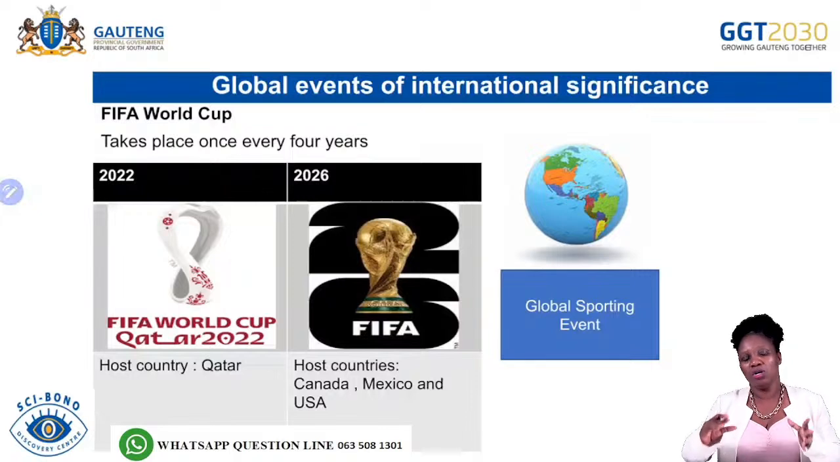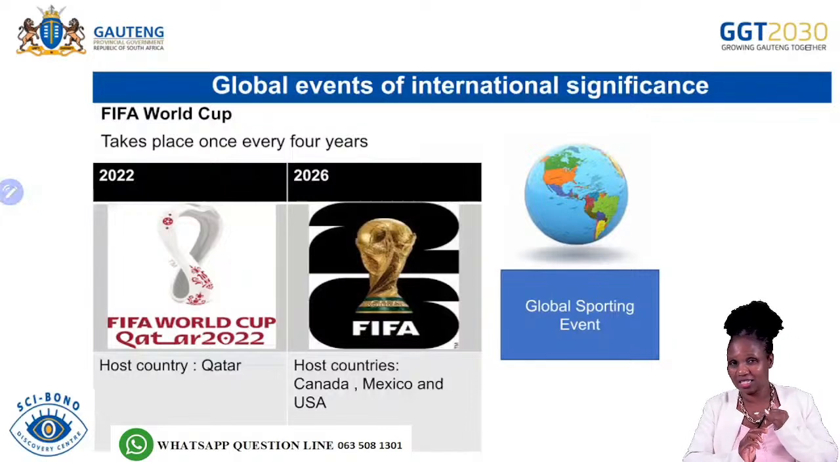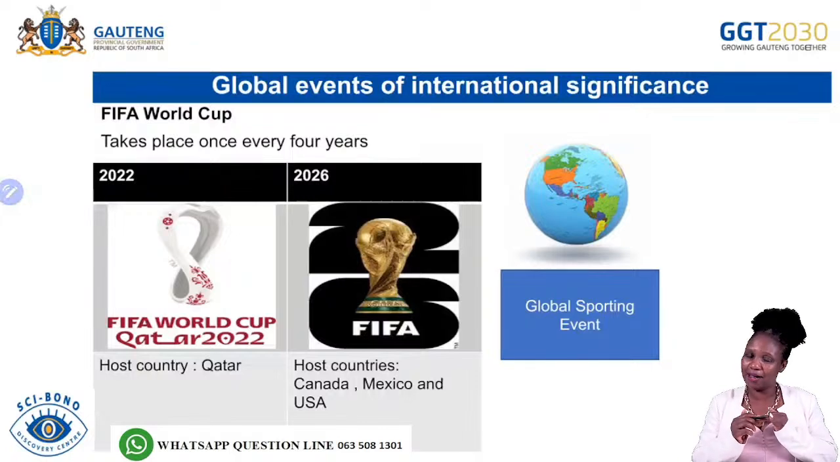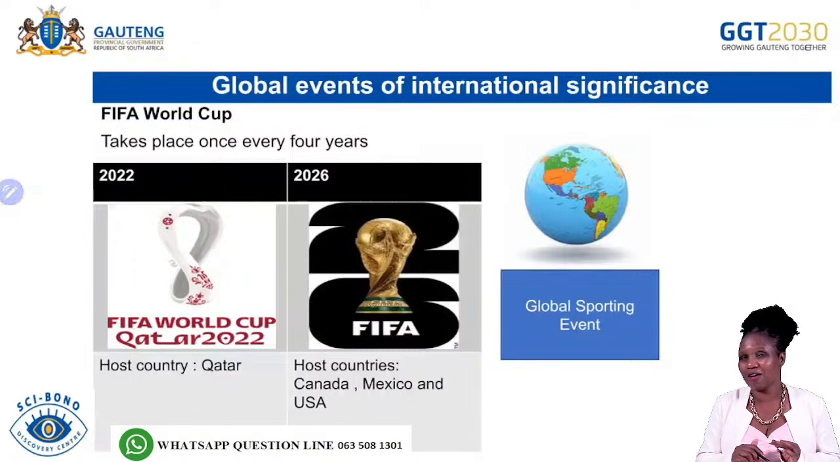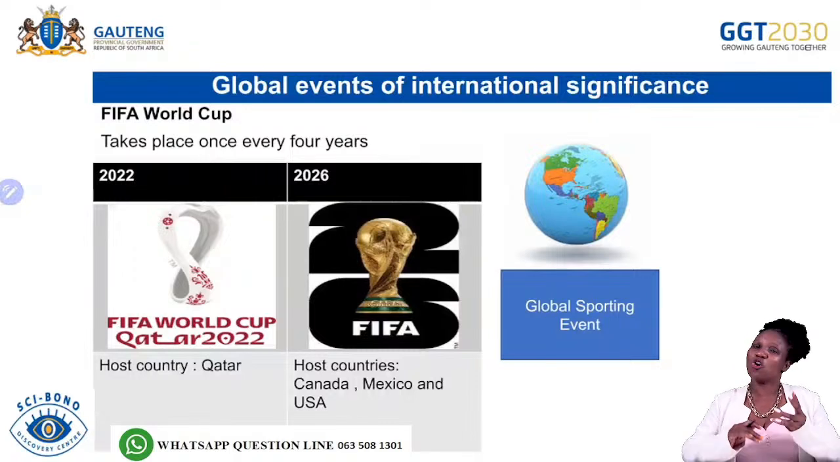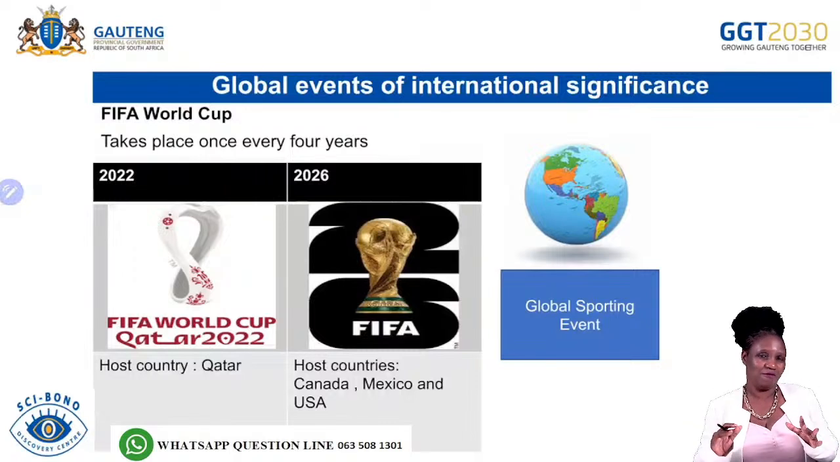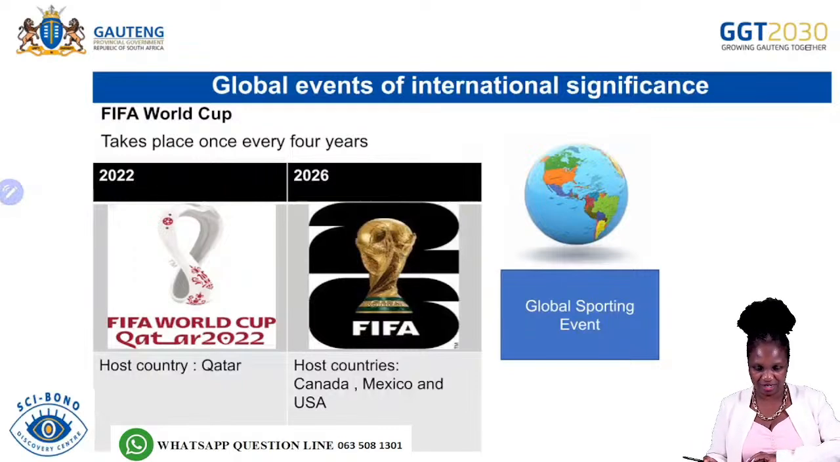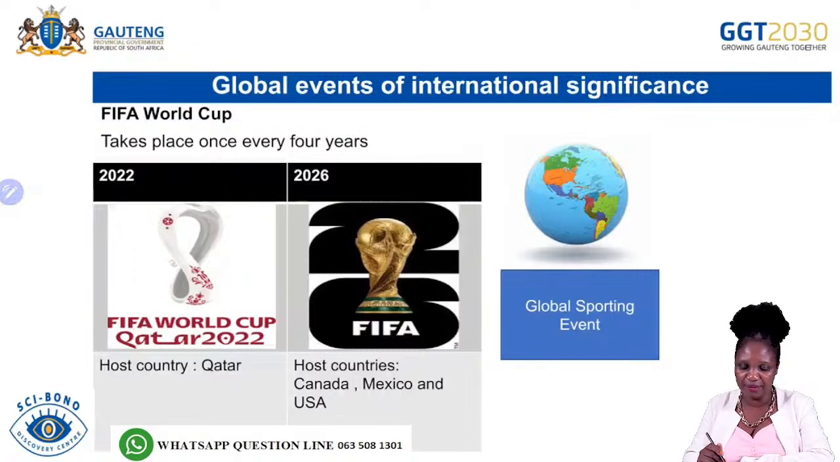And then there are countries that are going to be hosting the FIFA World Cup. We've got Canada, we've got Mexico, and the United States of America. They will be hosting the FIFA World Cup in 2026. And that is a global sporting event.